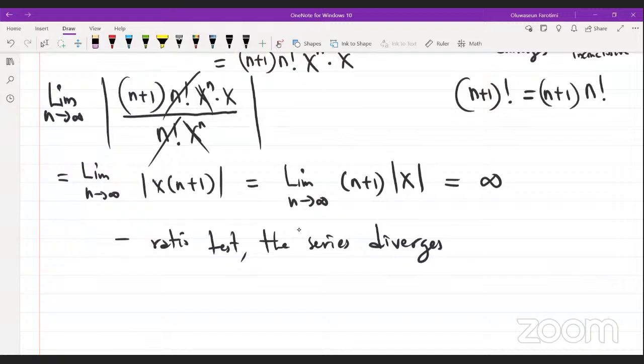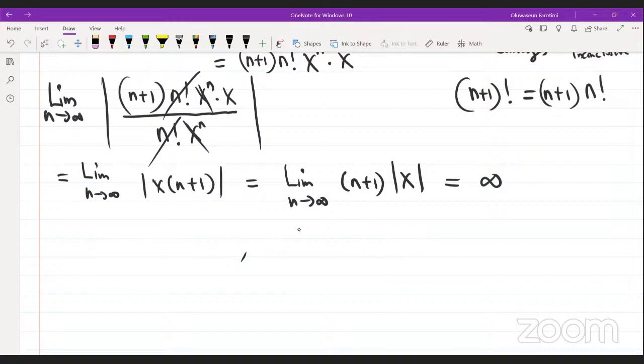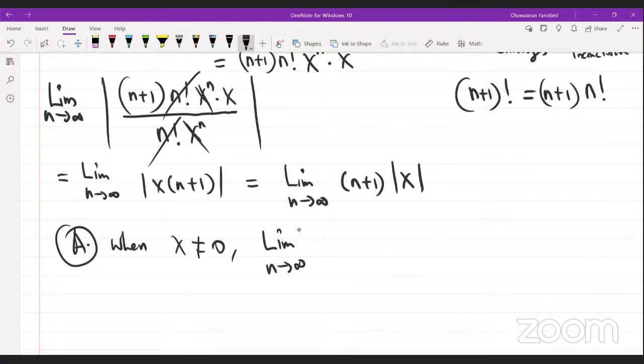Okay, so let me go this way. I'm gonna write this again, but I don't want you guys to get confused. So let me say A. Now look at this. You have absolute value of x. x can be a negative number, x can be a positive number, x can be 0. So when x is not equal to 0, what is this limit? The limit as n goes large of n plus 1, this guy, is undefined.